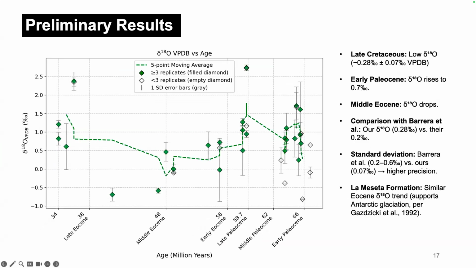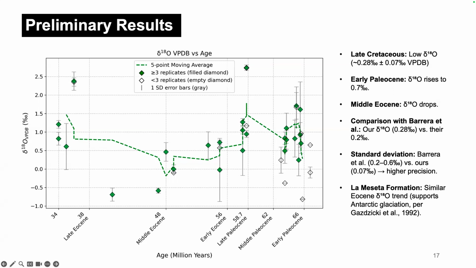The delta 18O of carbonate records shows variability, but an increasing trend towards the late Eocene. In the late Cretaceous, delta 18O values were relatively low, averaging 0.28 per mil VPDB, with an increase in the early Paleocene to about 0.7 per mil, suggesting environmental reorganization following the KPg boundary event.